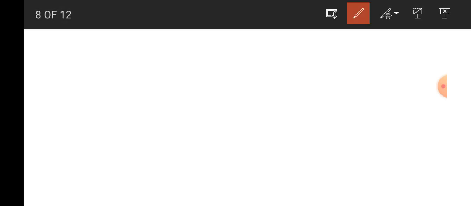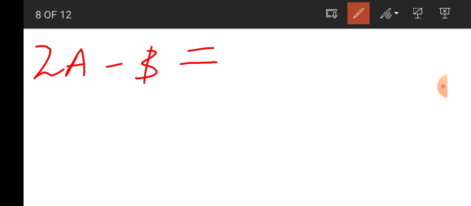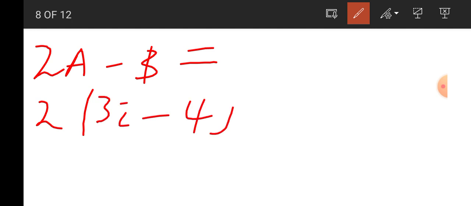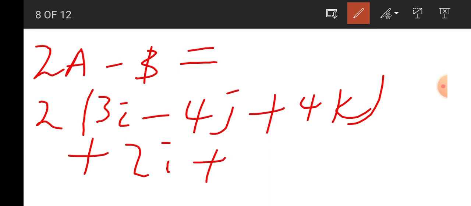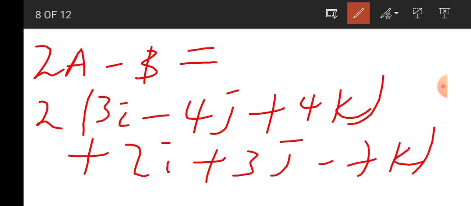Next, part B of question number 2: the magnitude of 2A minus B. So we need to find 2A minus B. Vector 2A minus B is equal to 2 times vector A, which is 3i minus 4j plus 4k, plus 2i plus 3j minus 7k.